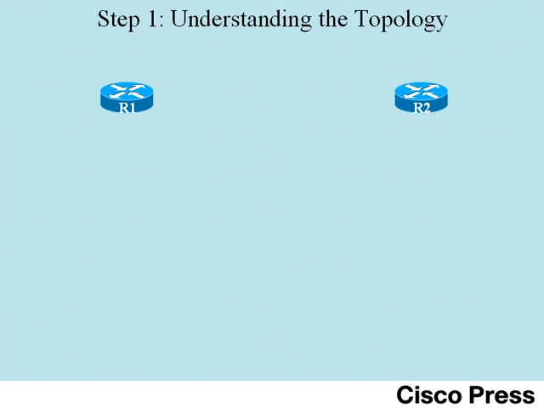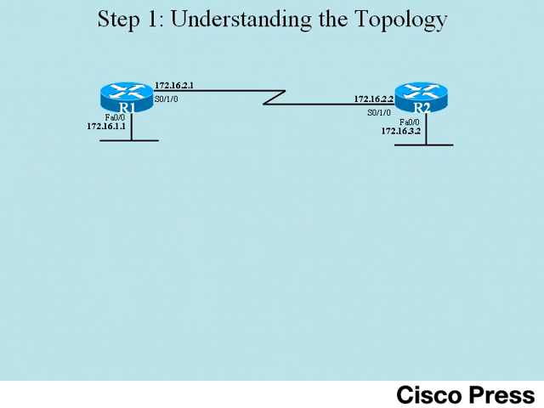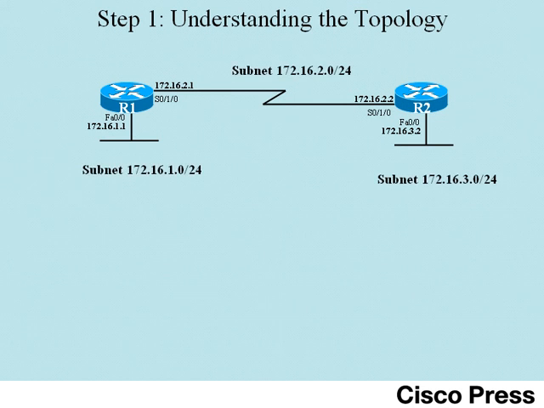In step 1, we'll use a simple two-router network with R1 and R2 each having a Fast Ethernet 0/0 interface with the IP addresses you see there. Additionally, there'll be a point-to-point serial link between the two with addresses 172.16.2.1 on router 1 and 2.2 on router 2. So we'll end up with three subnets. In this case, we'll use a nice easy /24 mask for each of the three subnets, so we'll end up with the three subnets that you see there on the screen.